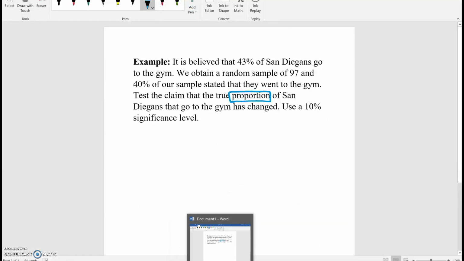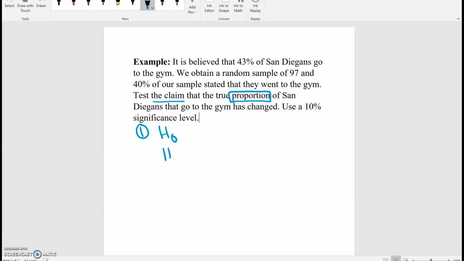The first thing that I want to do, because we're going to test the claim, is set up my null, and I'm going to set up what my alternative is. What I've noticed is that a lot of you are not writing the parameter. Remember, it's proportion, so make sure that you write the P. Now, notice that we have two proportions. We have the 43%, which is what we believe in the very beginning, and we also have this 40% that comes from our sample. This P is in our sample, and this P is the original population.